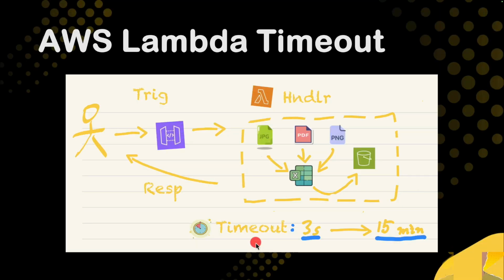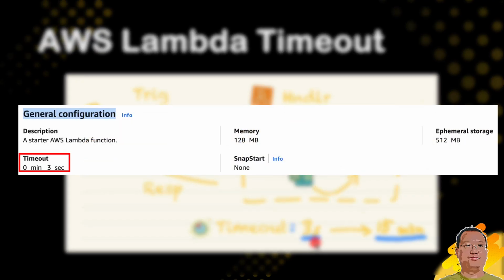Lambda functions don't run forever. Timeout is the maximum time your function can run before AWS stops it. The default value is 3 seconds. The maximum time is 15 minutes.